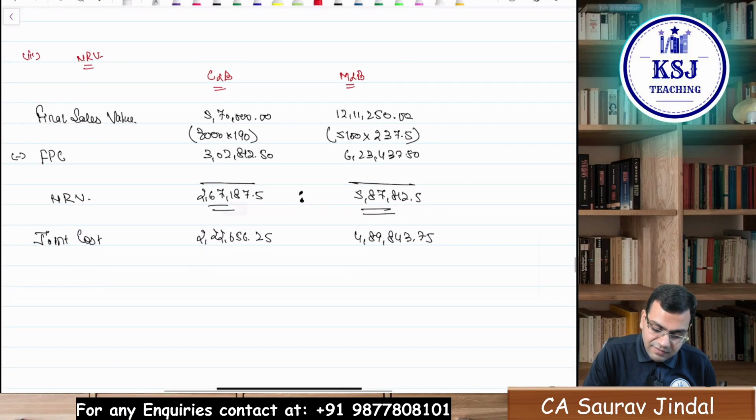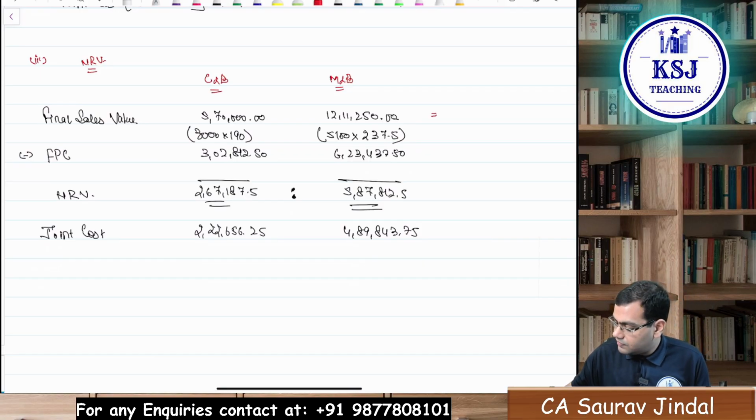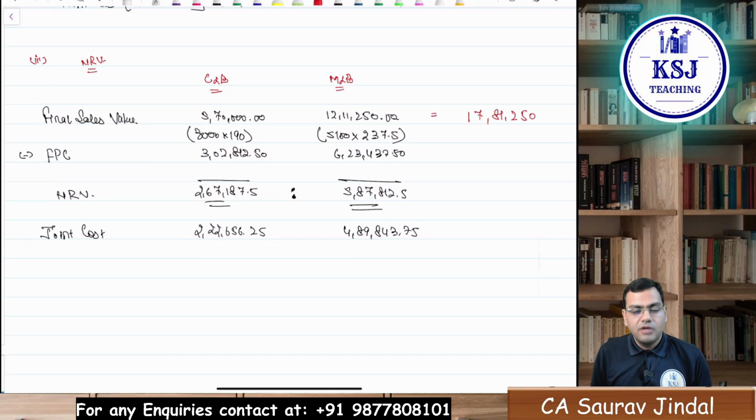Using the NRV, that is the final sales value, take the total of this. The total of this is 5,70,000 plus 12,11,250. That comes to 17,81,250. This is your sales value. From sales, if I subtract all the cost, that means if I subtract my FPC and my joint cost, I will get the gross profit.